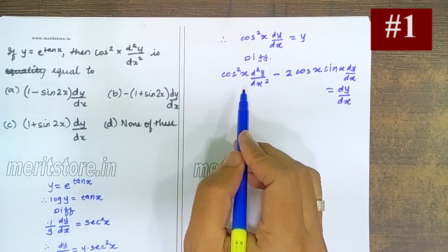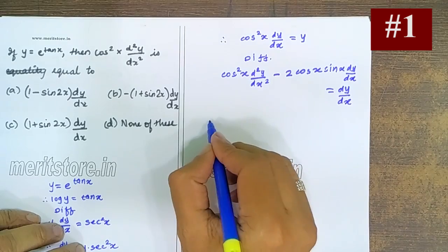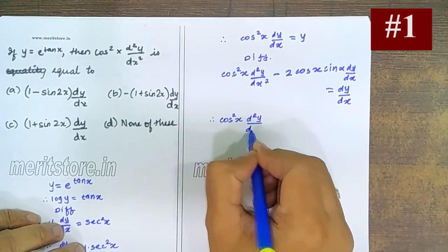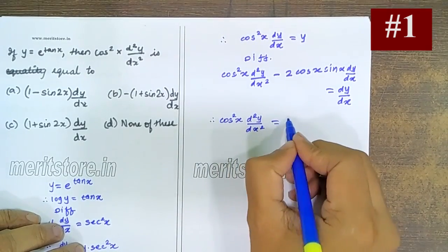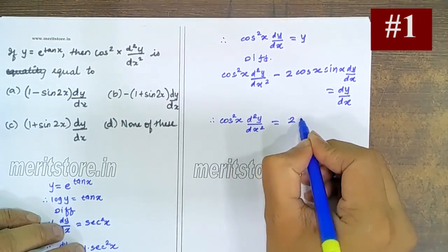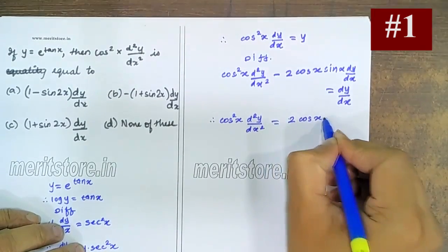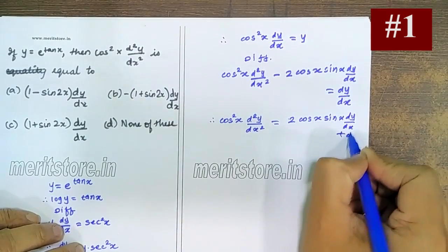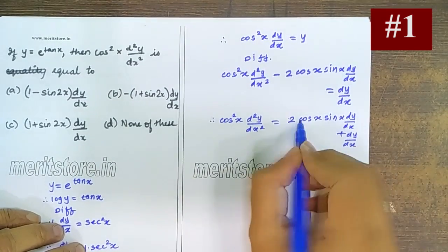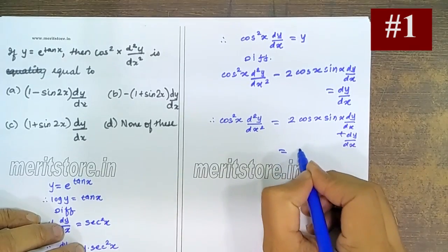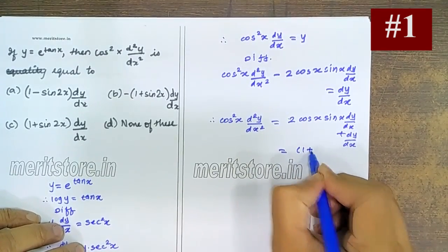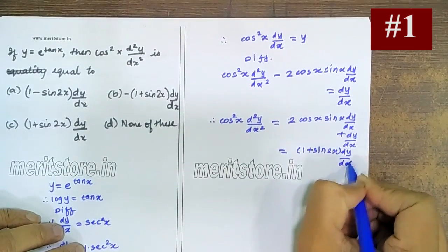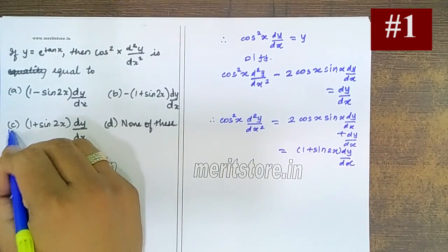Now we have to find the value of this. So we'll shift this on the other side. So this will become cos square x d square y by dx square is equal to 2 cos x sin x dy by dx plus dy by dx. Now this is nothing but sin 2x, and we will take dy by dx common, so it is 1 plus sin 2x dy by dx. So here C is the correct answer.